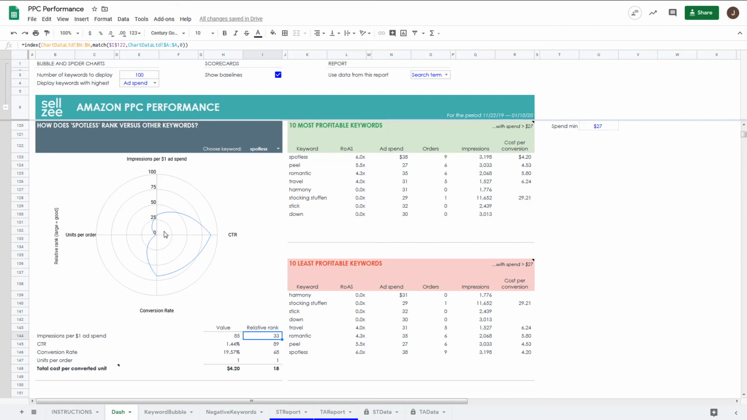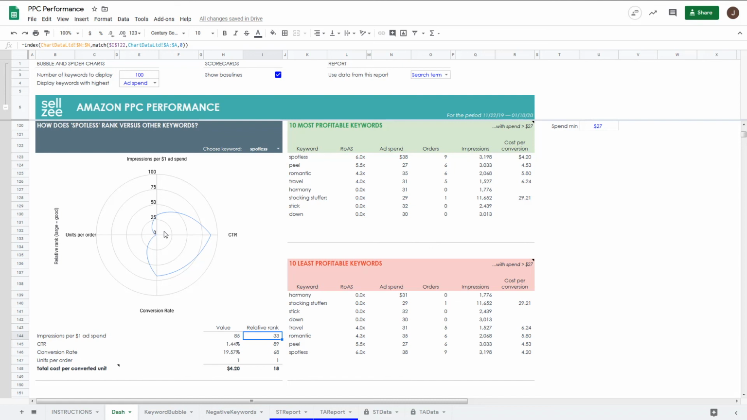Maybe what's happening is that this is an exact match keyword, and you might be able to change it to a broad or a phrase match keyword to start getting impressions from maybe some more commonly searched for variations on that sort of root keyword.